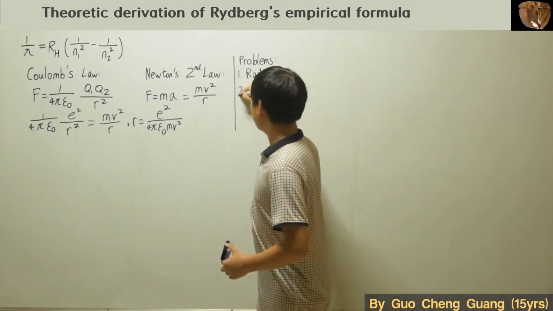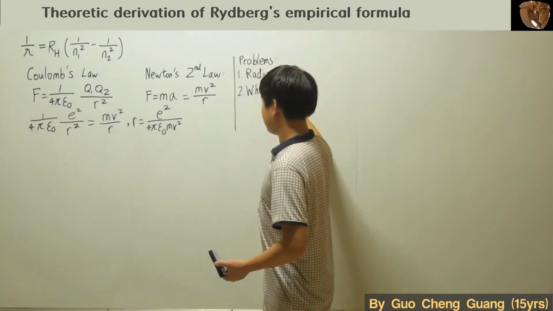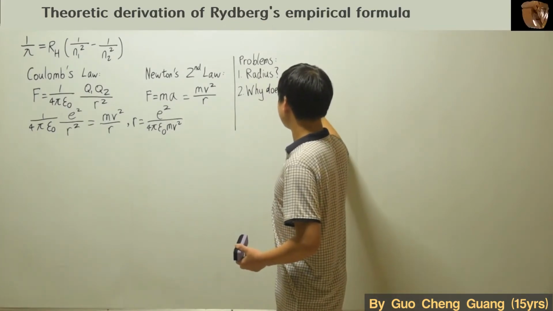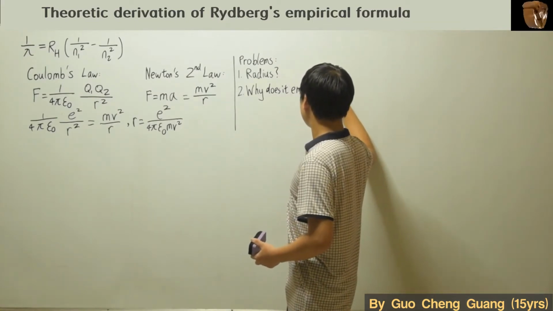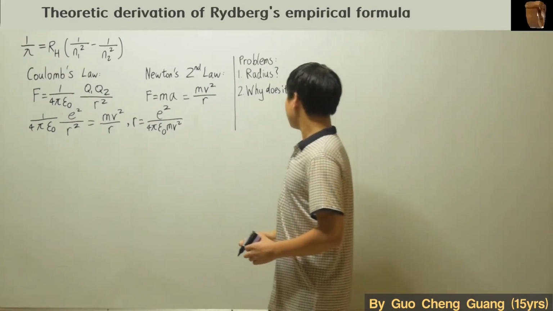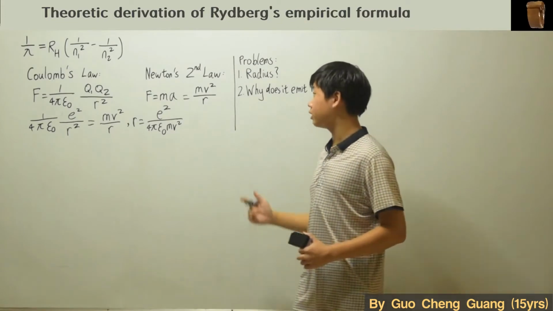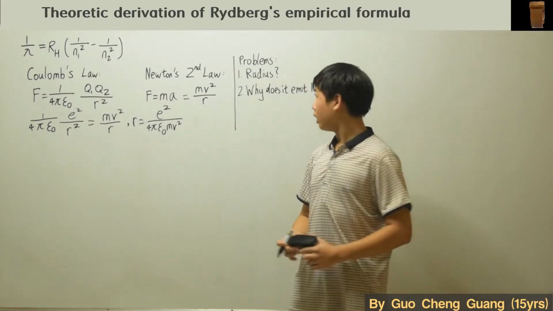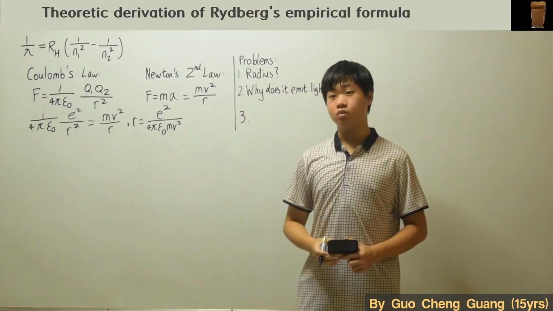Now, why does it emit light? Here, it is not explained either. Other than why it emits light, there are also problems like, after it emits the light, how many photons will be there, alright?